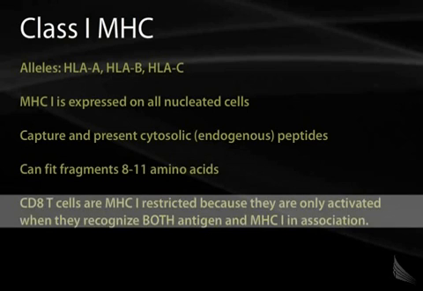CD8 T cells are MHC Class 1 restricted because they are only activated when they recognize both antigen and MHC Class 1 in association. So when CD8 T cells are out looking for the cells that they need to kill, they're going to look at both the antigen for the specificity and the MHC Class 1 to make sure that it's being presented by the right kind of cell. So MHC Class 1 serves that function.